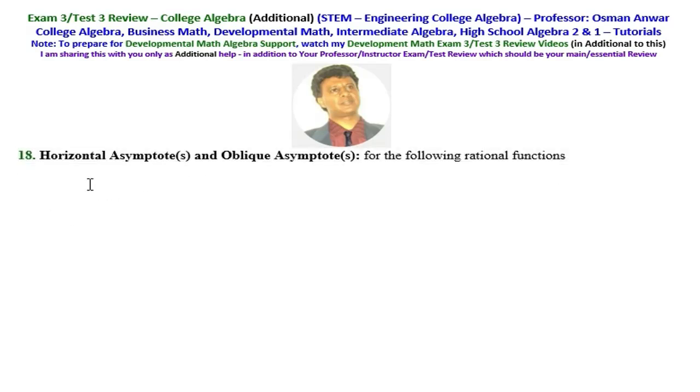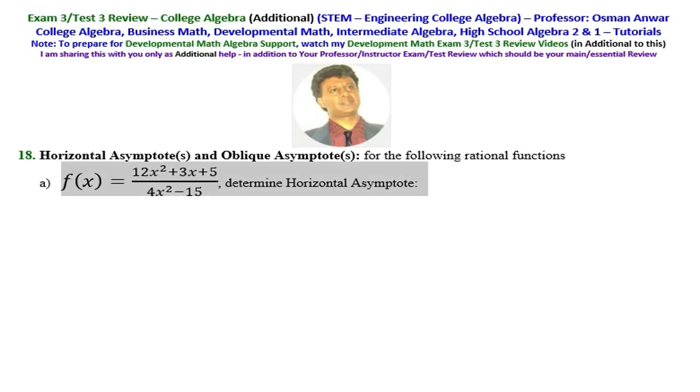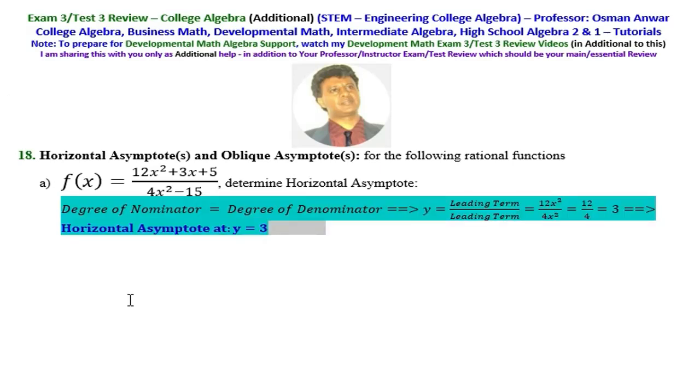Number 18 is horizontal asymptote and oblique asymptote for the following rational functions. f of x equals 12x squared plus 3x plus 5 over 4x squared minus 15. Determine the horizontal asymptote. Here the degree of the numerator equals the degree of the denominator. That's x squared, x squared.